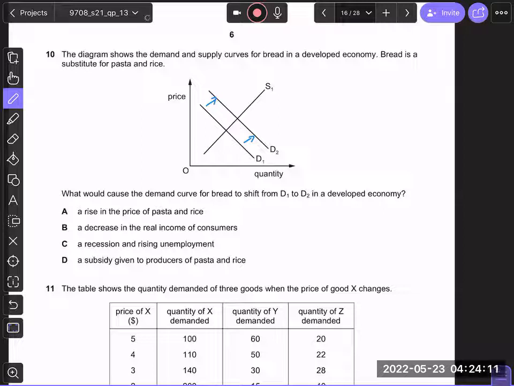So why would the demand for the good shift outwards? Yeah, because the price of substitutes is increasing, more people will switch to bread. And when more people switch to bread, the demand will shift out.